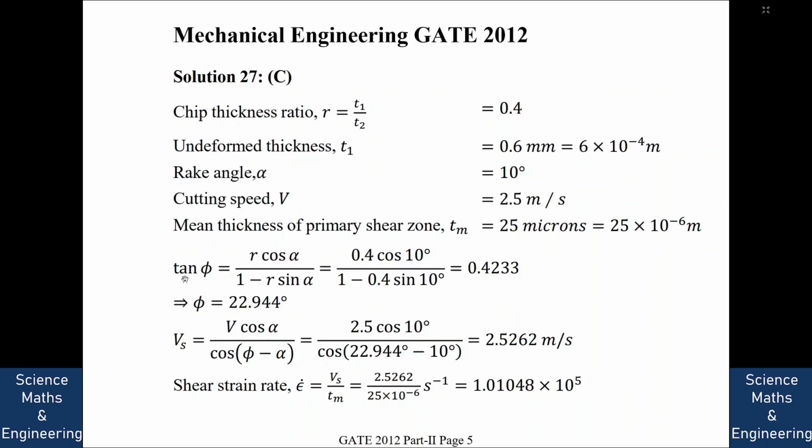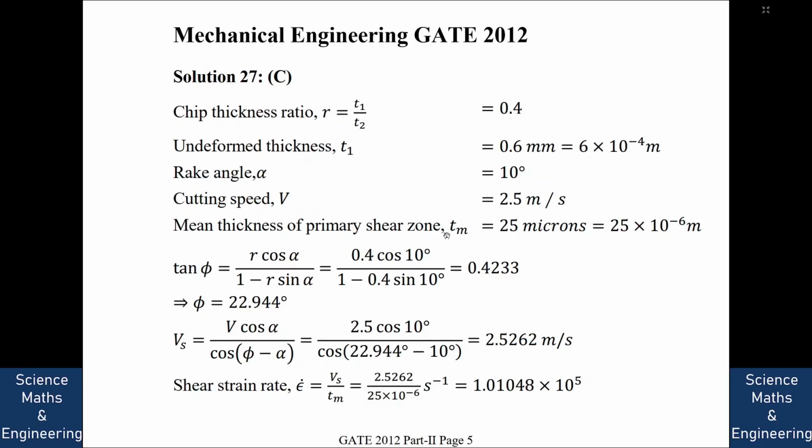Okay, so the answer is r is given 0.4, t1 is given 0.6 mm, then rake angle alpha, so these are given. So as we know tan phi is equal to r cos alpha divided by 1 minus r sin alpha. So we get tan phi is 0.4233. So that means phi is equal to 22.944 degree. Now again Vs is V cos alpha by cos of phi minus alpha. So from here we get Vs is equal to 2.5262 meter per second. So now shear strain rate would be equal to Vs divided by Tm.